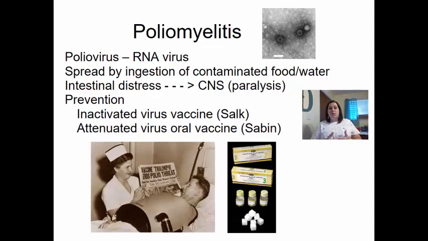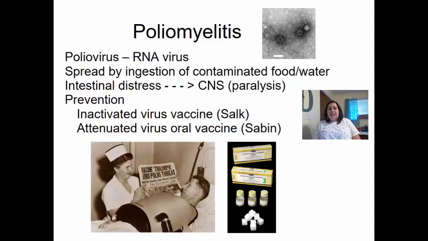Now, prevention, when we're looking at poliomyelitis, we see that it can be an inactivated virus vaccine that we call the Salk vaccine. This is where we're going to inactivate the virus and then inject it into the individual so that the immune system then can fight a dead form of the virus. There's also what we call an attenuated virus oral vaccine known as the Sabin vaccine, and this is where it's going to be a weakened form of the virus, and instead of giving it in a shot form, it's going to be in a liquid form that then the child needs to drink.